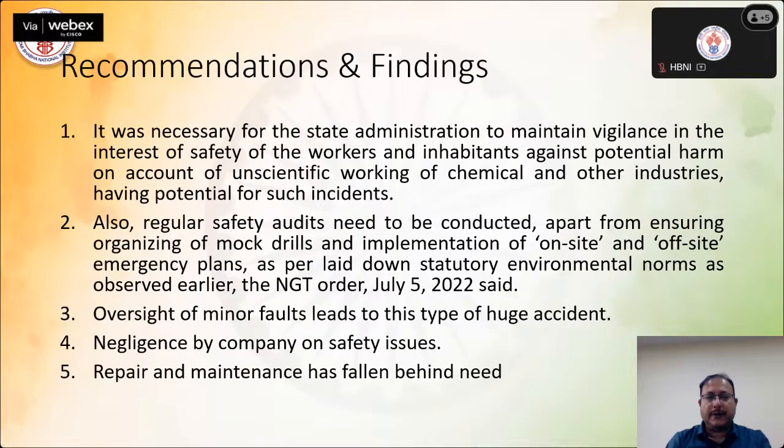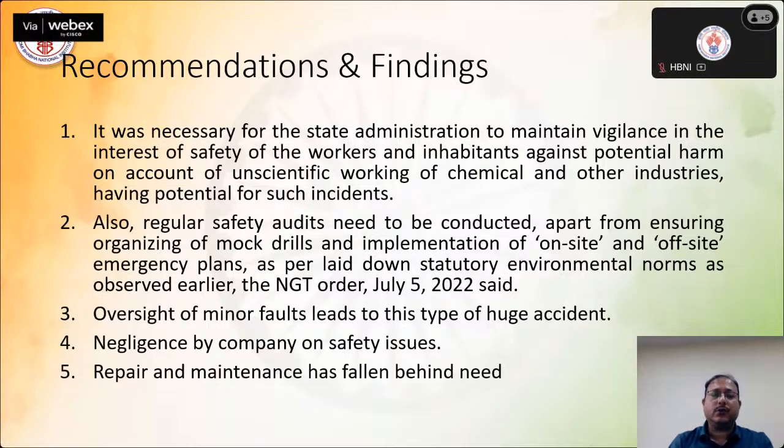So there were necessary recommendations and findings for this particular scenario. It was necessary for the state administration to maintain vigilance in the interest of the safety of the workers and inhabitants against potential harm on account of unscientific working of chemical and other industries having the potential for such incidents. It is not very clear to the state officials what they should do regarding the vigilance part. And second, regular safety audits need to be conducted, apart from ensuring and organizing mock drills and implementation of on-site and off-site emergency plans as per laid down statutory environmental norms as updated earlier.